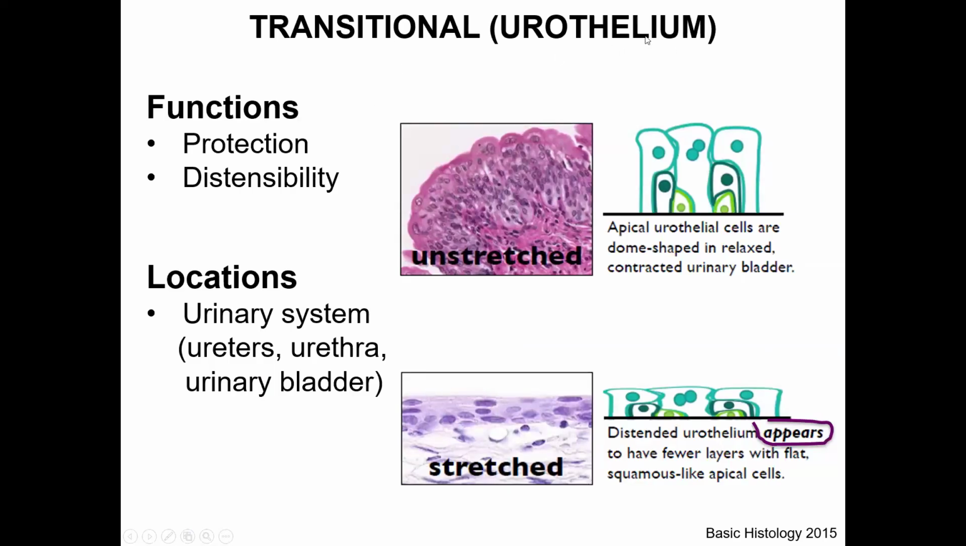Then the transitional epithelium or urothelium. It's urothelium because it is present only in the urinary tract, on some portions of the urinary tract. It has functions in protection and distensibility. And this is the unstretched transitional epithelium. This is the stretched one. You see that the cells have been stretched so much that they appear almost squamous cells.